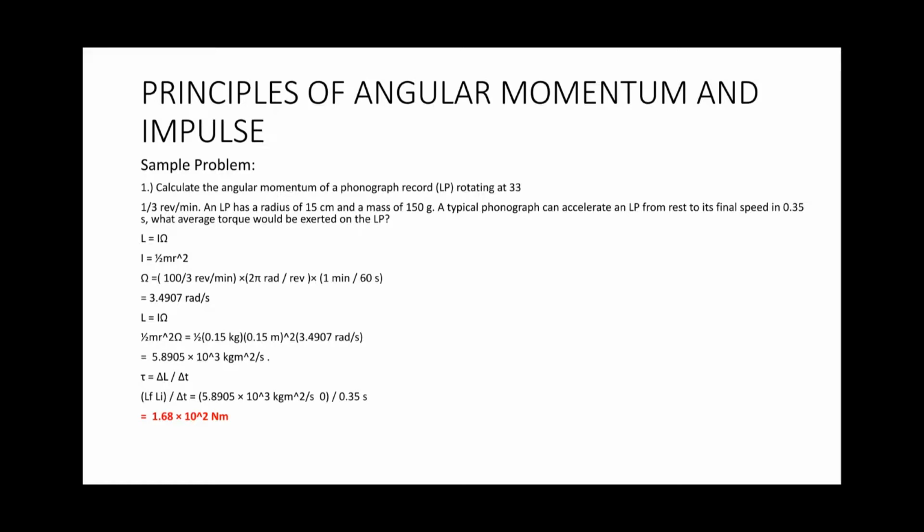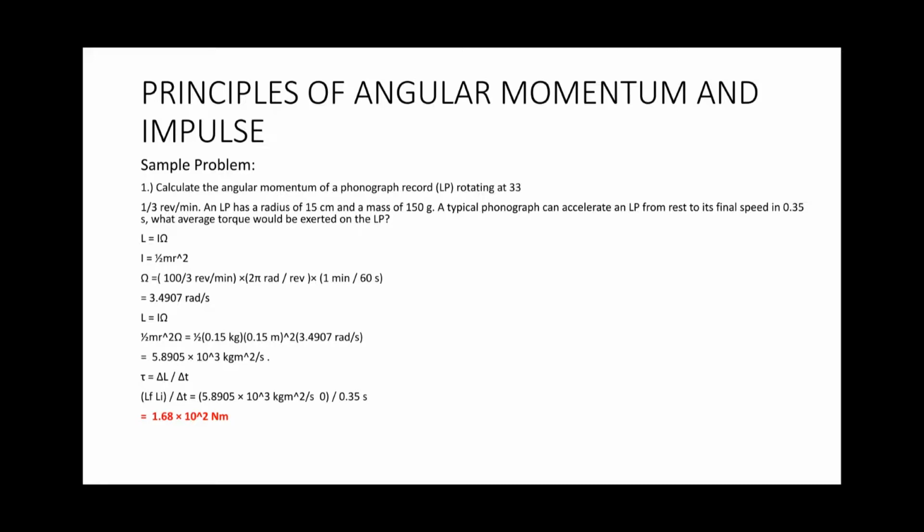To convert that, this is the formula. Omega is equal to 100 over 3 revolutions per minute multiplied by 2 pi rad per revolution multiplied by 1 minute over 60 seconds. This will be equal to 3.4907 rad per second.